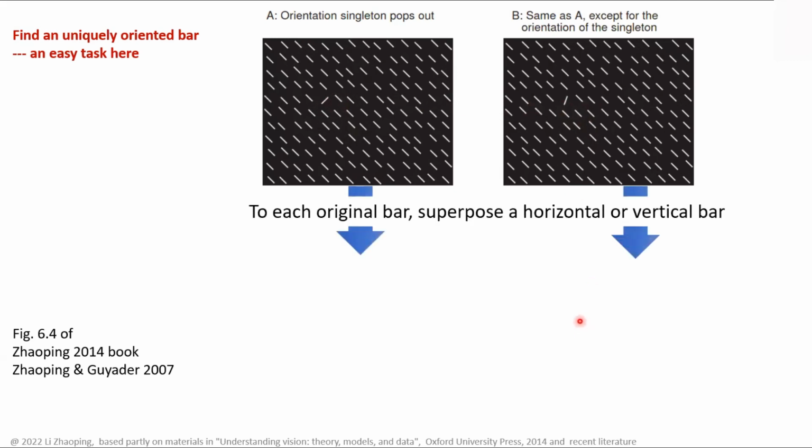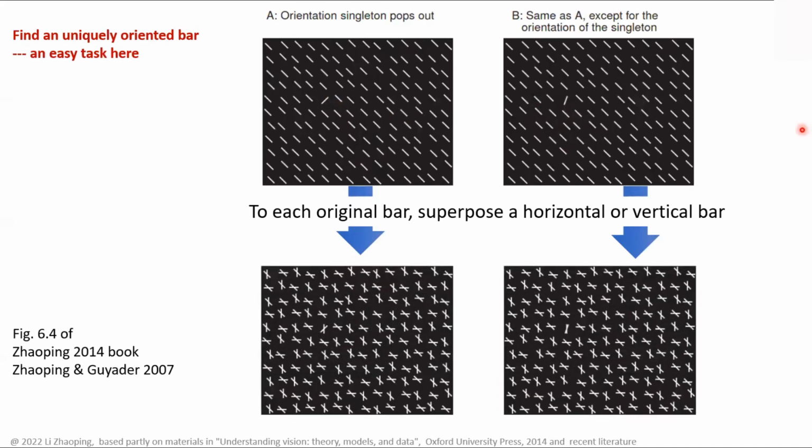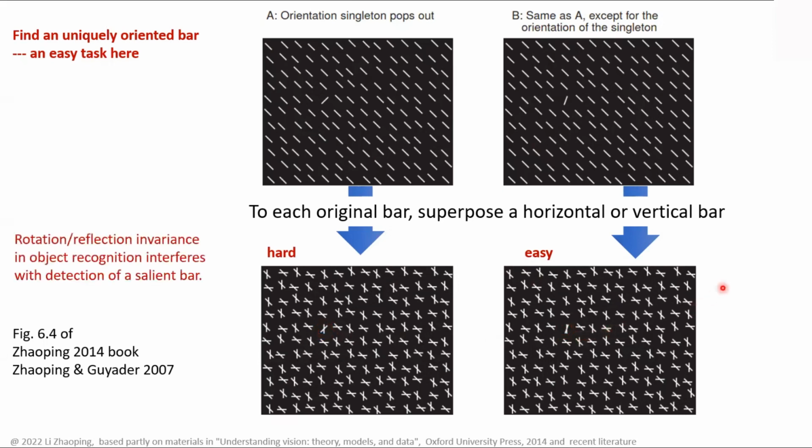Now imagine on each of these images, on each bar, you superpose a horizontal bar or a vertical bar, okay? And still try to see where the uniquely oriented bar is, okay? Where is it? Somehow this is a bit hard here, easy there, yeah? Why is that? Yeah, it's here, no? Okay.